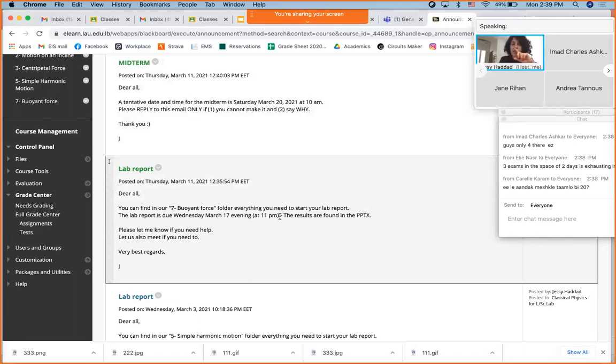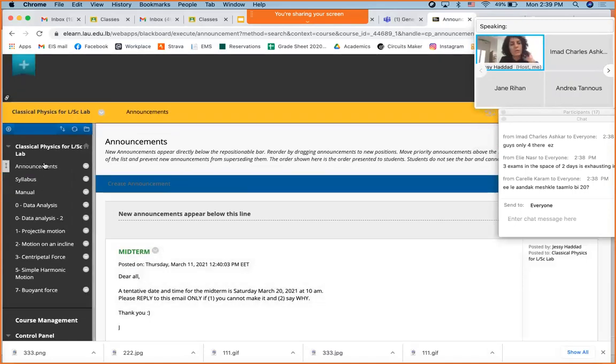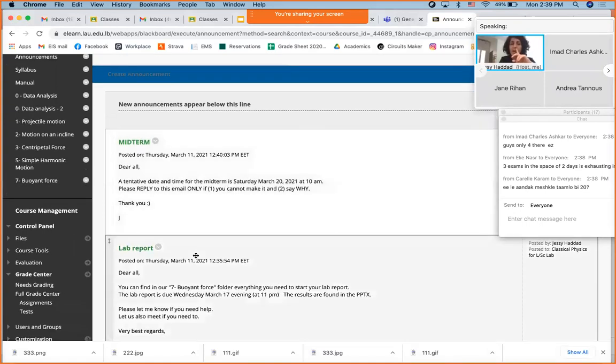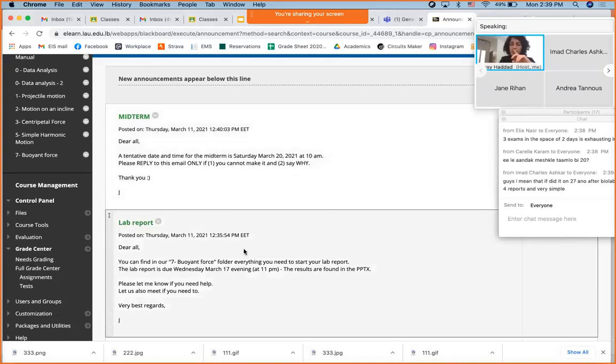When you ask me, I usually cannot answer this question because it's different for different sections. So I cannot remember. The only way for me to know is to go back to the announcements. If you don't have an announcement section, and I doubt it, you can find it in your email. Any other questions related to lab 7, buoyant force?